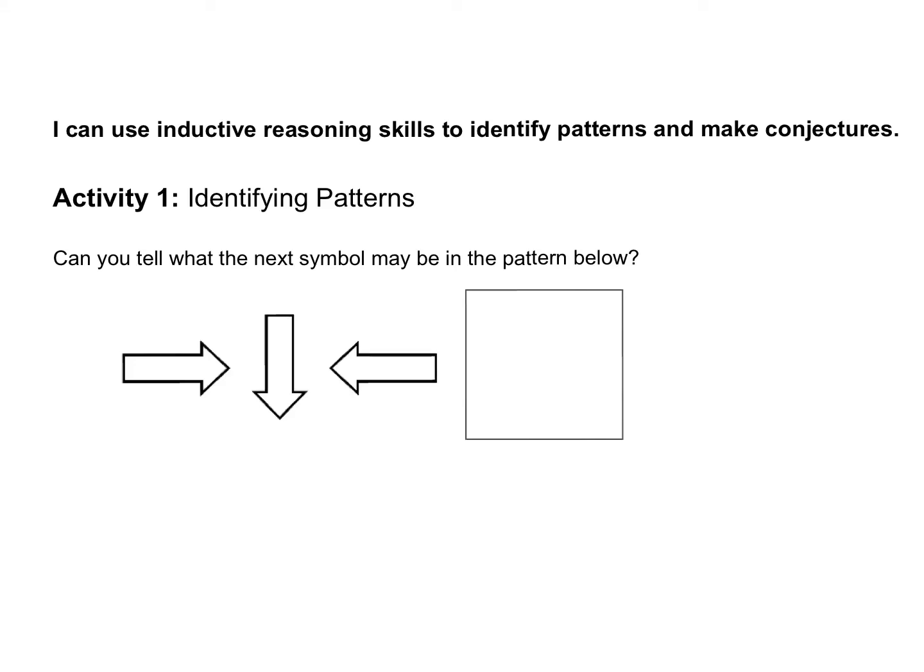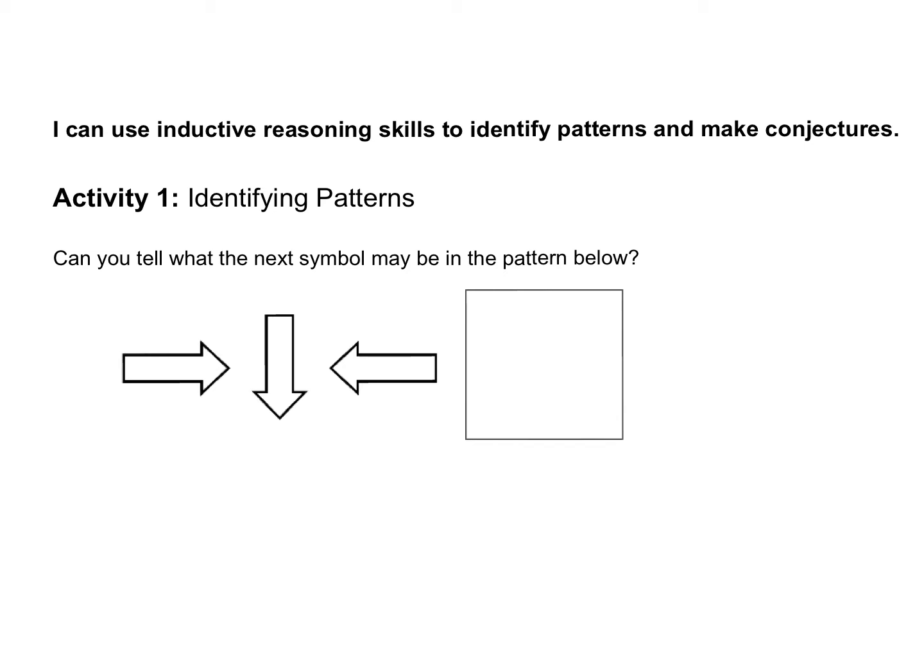This part is about logic, reasoning, and proofs, which are some fancy terms basically meaning how to make a good argument. This is one of the most practical skills you need in life, no matter what you end up doing, because being able to make good arguments is important in all facets of life. So in this first task, you should be able to use inductive reasoning skills to identify patterns and also make conjectures. So let's start with patterns.